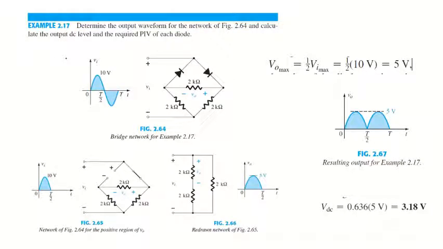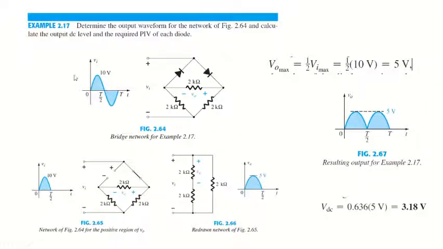So coming to example 2.17, which is quite tricky because we have replaced two diodes here with resistors. Determine the output waveform for the network of figure 2.64 and calculate the output DC level and the required PIV of each diode.